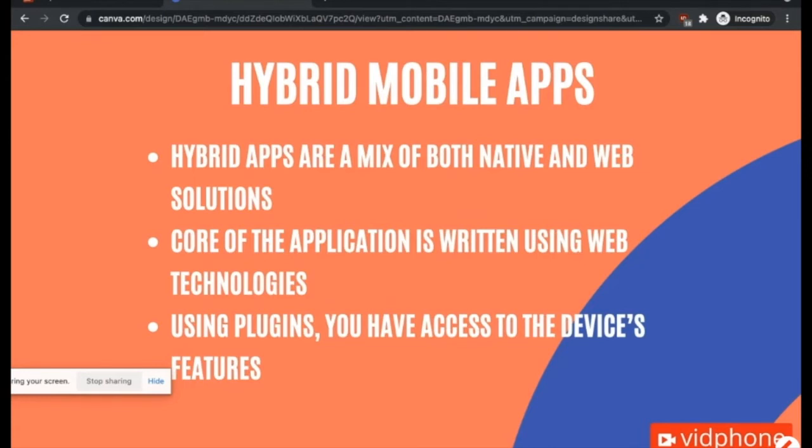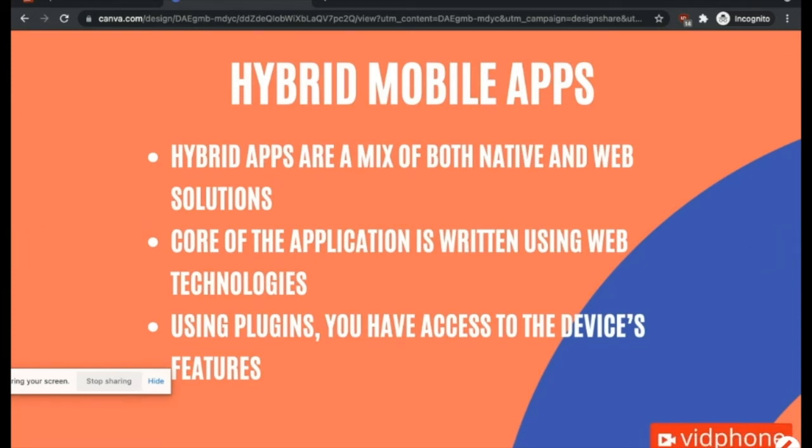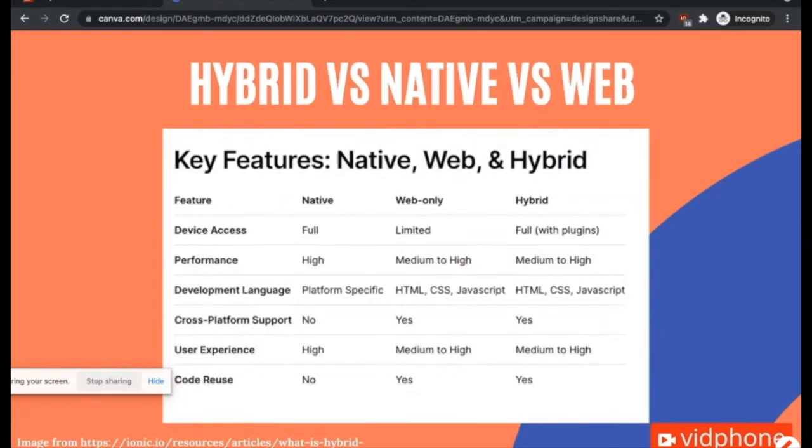So hybrid mobile apps are a mix of both native and web solutions. So they're much more than a wrapper application, and they also have the features of a native application. So the core of the app is written using web technology, that is HTML, JavaScript, and CSS. And then if you want to use any native functionality, you have to write a plugin which interfaces with that particular native functionality. So let's talk about hybrid versus native development.